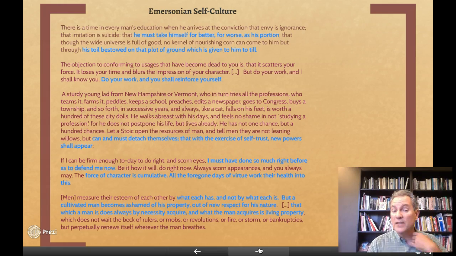The second one where he talks about doing your work. Do your work and you shall reinforce yourself. That notion that you build yourself, you strengthen yourself, your character, your personality, right?